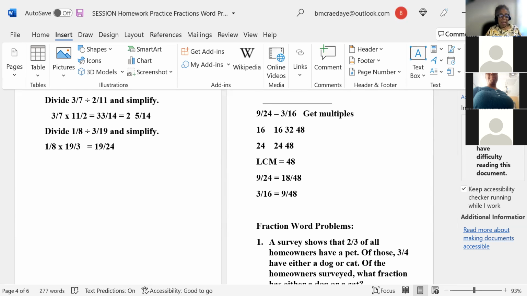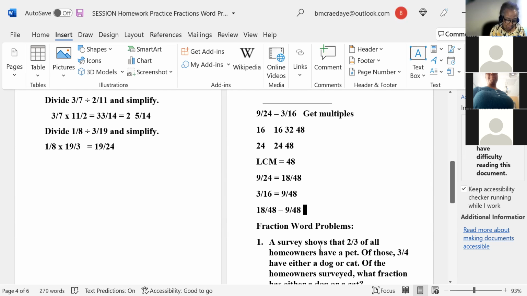Now you have it over the same denominator. It's not a big number like with the cross multiplying. Now that works, I'm not saying don't do that, but a lot of times it helps if you get the least common multiple, because you end up with a smaller number. So 9/24 minus 3 over 16 becomes 18 over 48 minus 9 over 48.